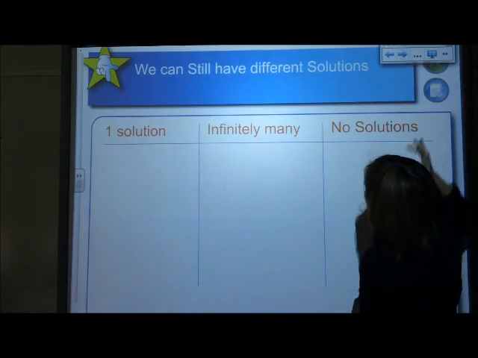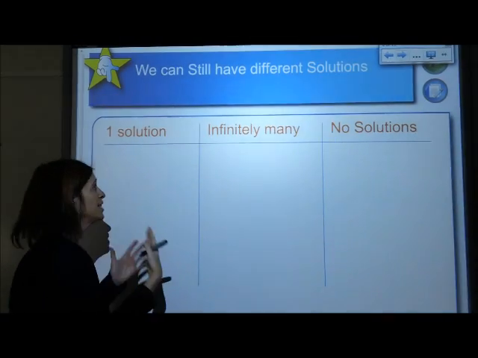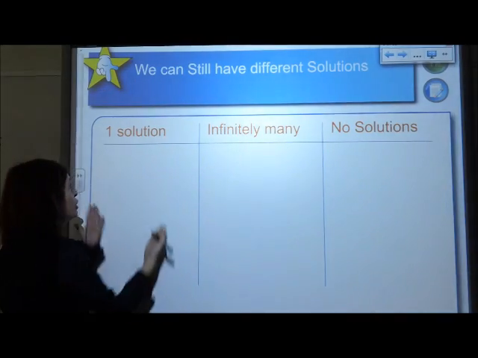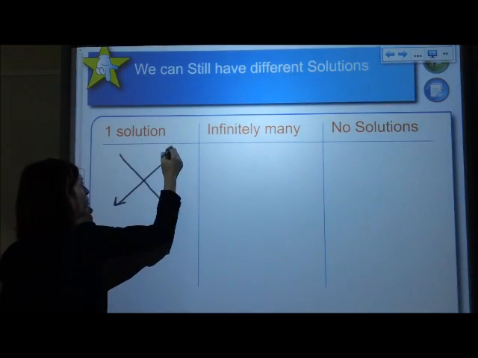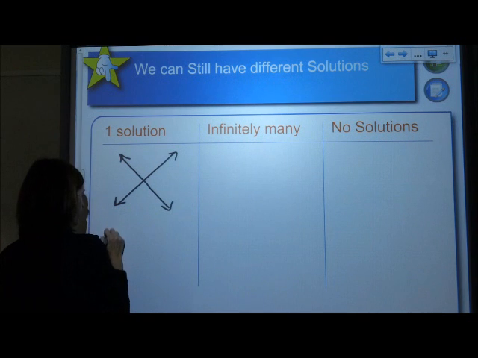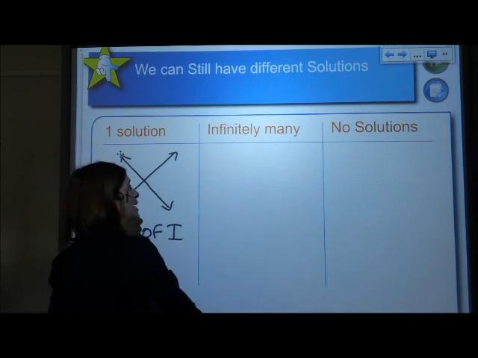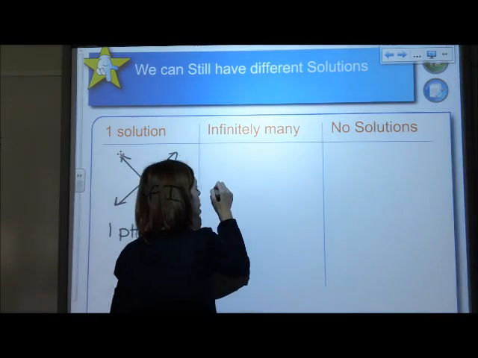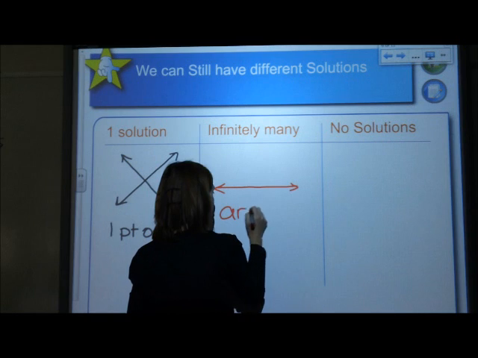Let's move on. Yesterday we talked about 3 things that can happen with a system of equations, and these things are still going to apply. You could have one solution. One solution would mean you have one point of intersection. Okay, one point of intersection. Infinitely many would mean that the equations are the same line.